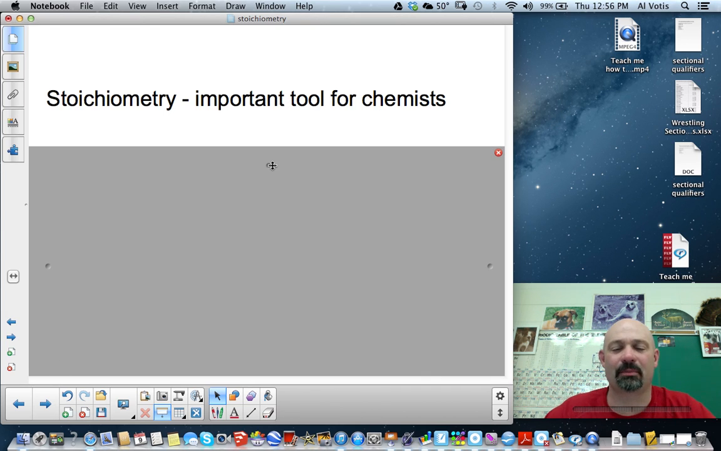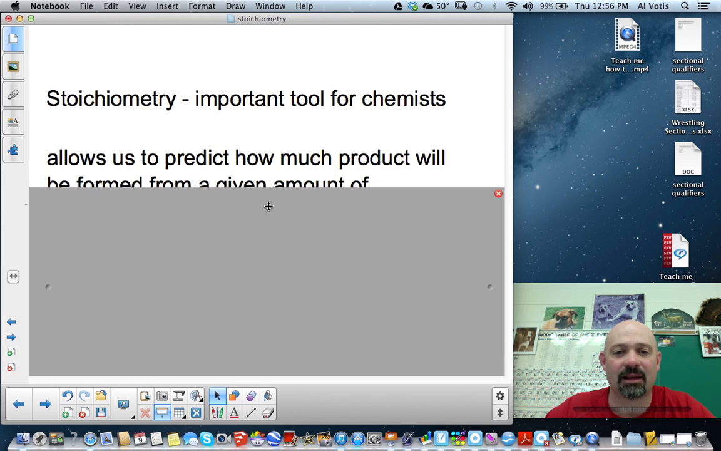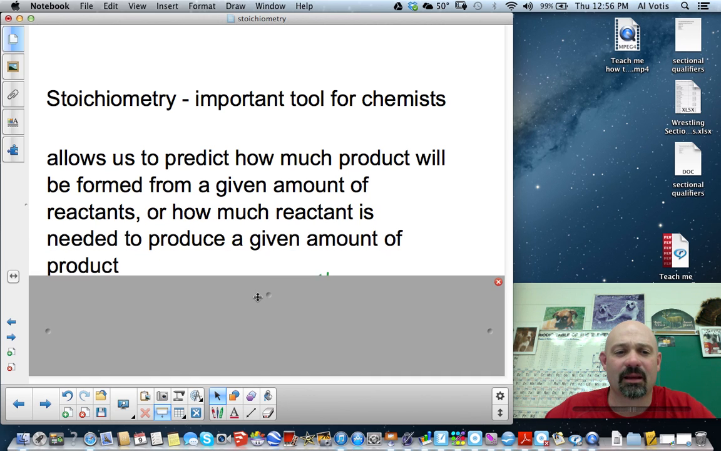Okay, so basically as we get back to it again, stoichiometry is one of those very important tools that chemists use. We use it, as I said, to predict how much product we're going to form from a given amount of reactants or how much reactants we need to get a certain amount of product. So it's really going to be an important tool because it lets us do so many things. It really makes chemistry powerful. Instead of just knowing, hey, this is the type of reaction, it lets us actually say this is how much we have, this is how much we're going to get.